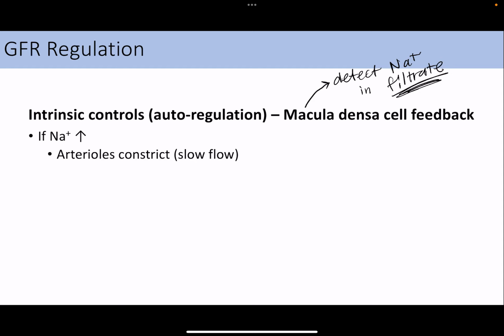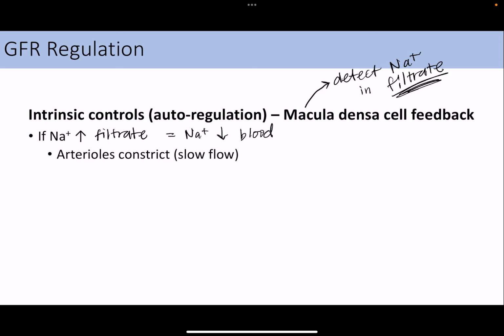So if there is too much sodium in the filtrate, that means that there's not enough sodium in the blood. Okay? So again, if sodium is high in the filtrate, that means sodium is low in the blood. And so in order to combat that or regulate that, the arterioles are going to constrict, which means less blood into the glomerulus, which is going to slow down flow. And if we slow down flow, that gives the cells more time to reabsorb more sodium and put more sodium into the blood.